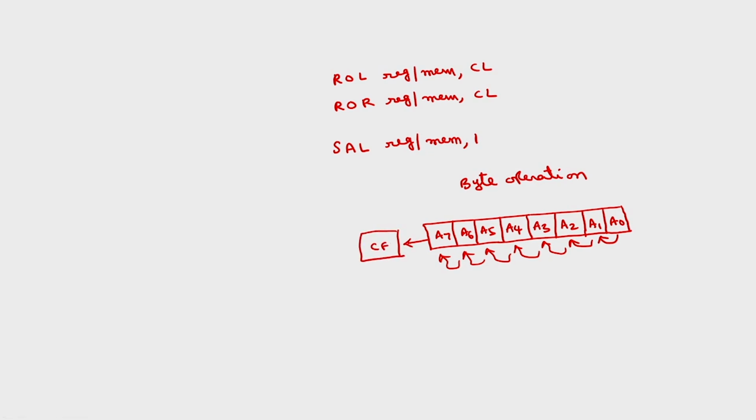Whereas in case of rotate instruction, in one case this A7 will go to A0, in the other case the carry flag contents will go to A0. Whereas in shift operation this is an open loop configuration. In case of rotate we have a closed loop, whereas here we have an open loop. Here zeros will be added, A0 will be fed with zeros.